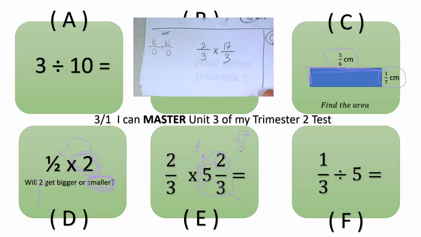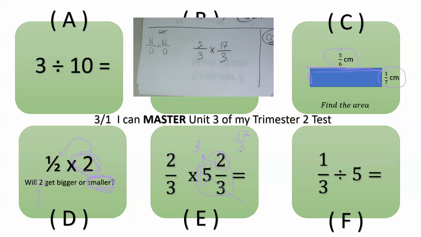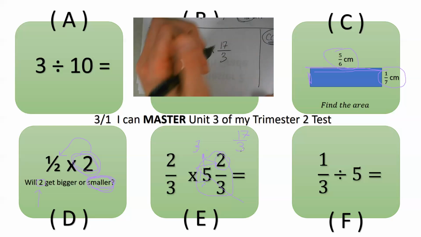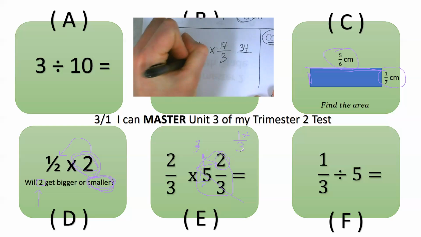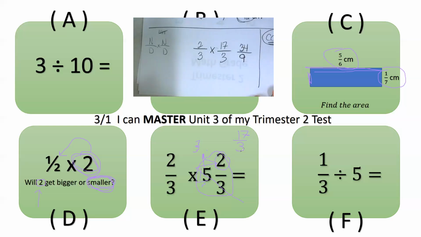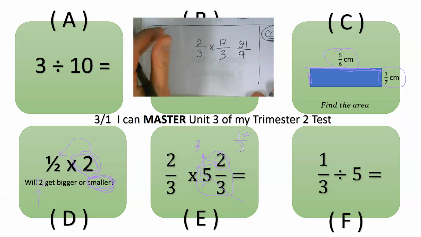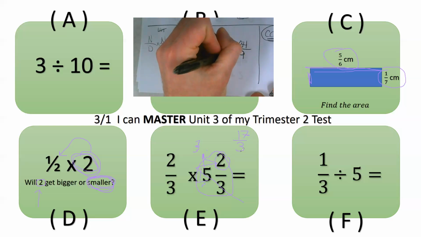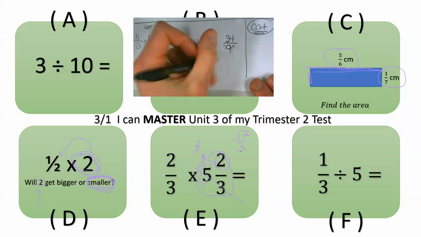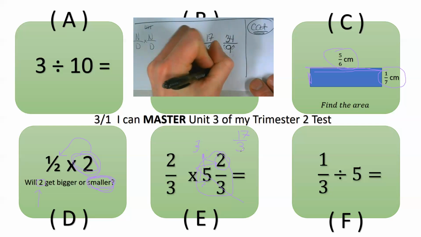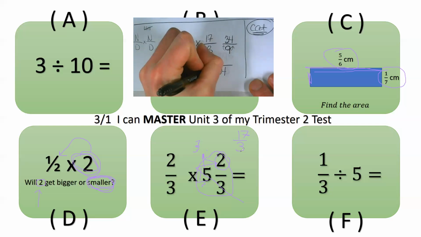Now we just have to multiply across. 17 times 2 is 34. And then 3 times 3 is 9. Are we done? No, we're not finished yet, because this is an improper fraction. Remember, whenever we have an improper fraction, it's like the 9 is saying, I don't want to be the denominator anymore. And it pushes over the 34. And then this breaks, and the 9 is now on the outside of the house.